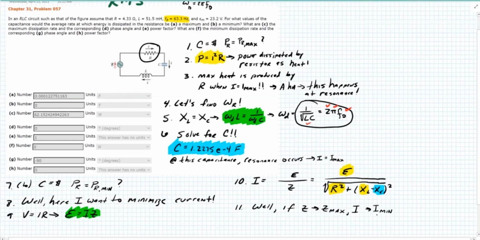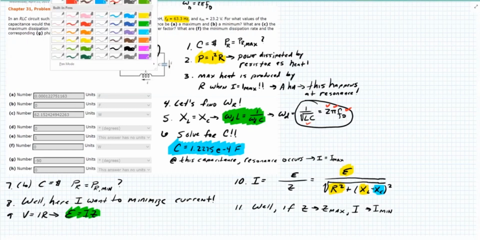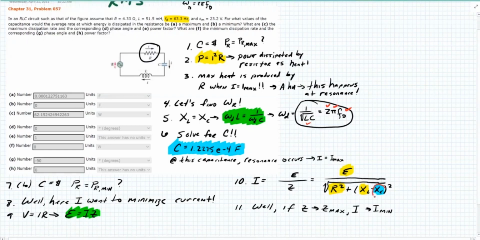Okay, and that's what I want. So what do I have to do to that denominator to maximize it? I can't mess with anything. The only thing I can alter or examine is this.